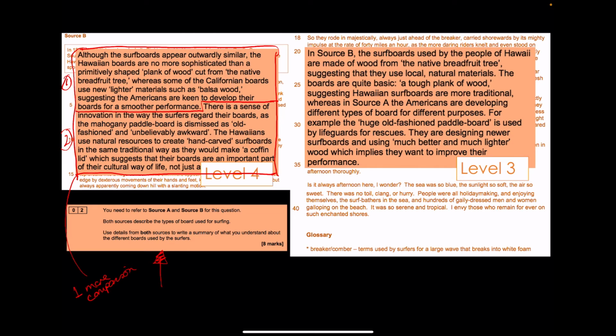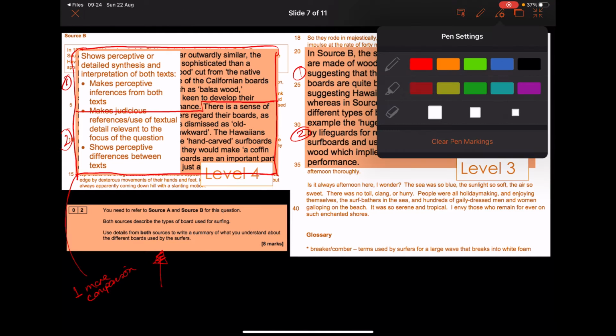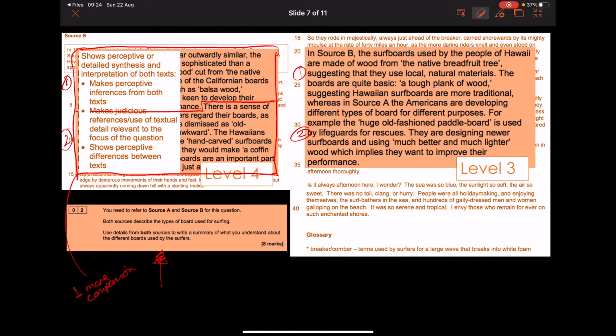So even though the same comparisons have been made in both levels, the one in the level 4 uses a few more quotes to back up their opinion. Okay, and again, we've got 2 separate comparisons in there. I would do one more. To get your grade, let me just delete some of the lines that I've made.